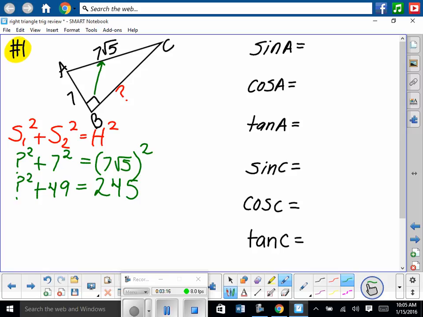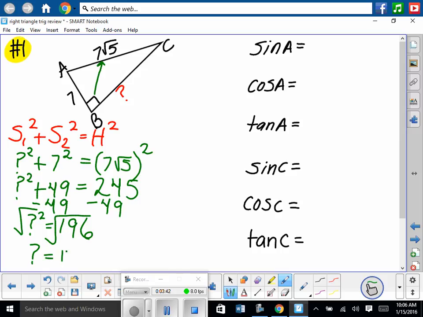Okay, so now we'll just solve for question mark algebraically. Subtract 49 from both sides of the equation. Question mark squared is 196. Now that's not question mark. This is question mark squared, so we've got to find question mark. So we square root both sides. 14. So question mark is equal to 14. So now we found this side. That had nothing to do with right triangle trig, but we had to do the Pythagorean Theorem first to be able to start. So I write in 14, and now I can begin.